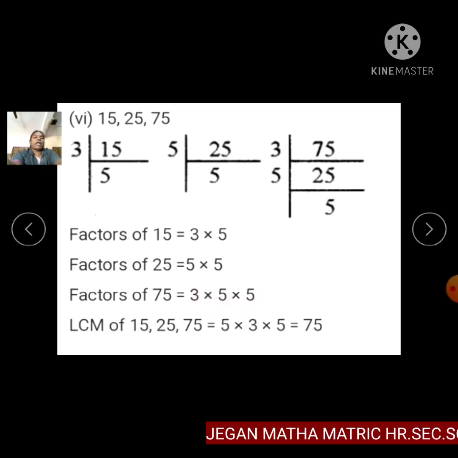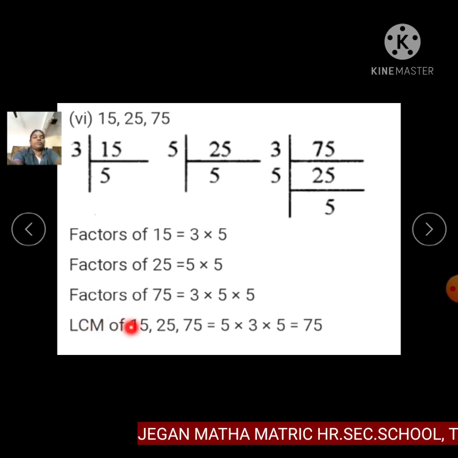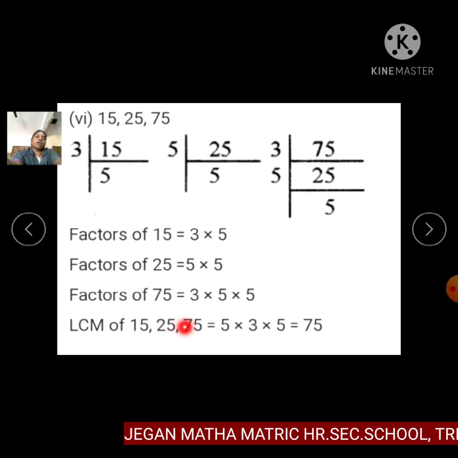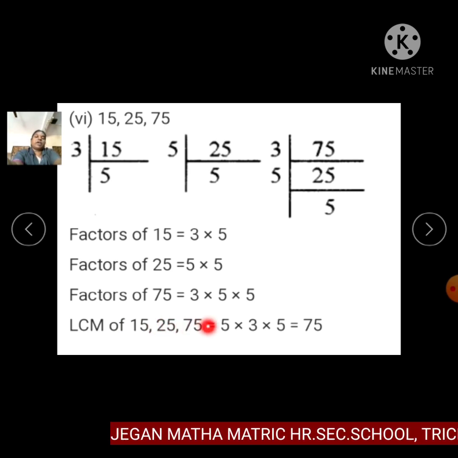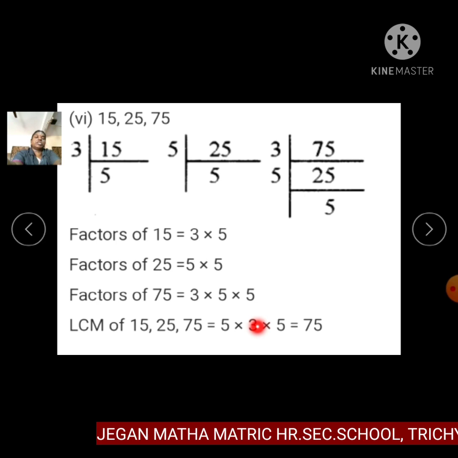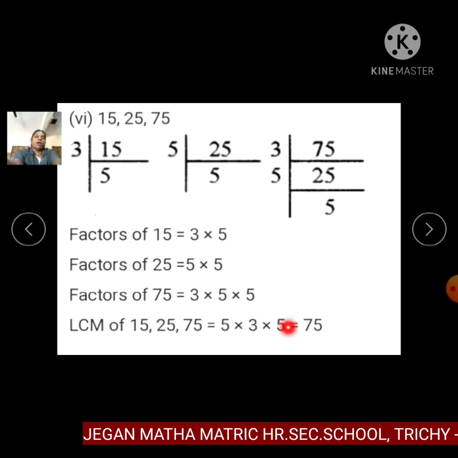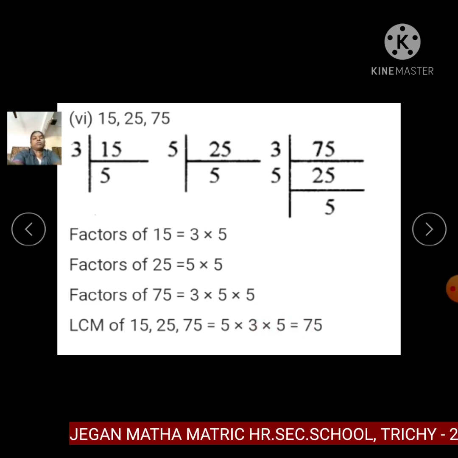The common factor is 5 and the non-common factors are 3 into 5. LCM of 15, 25 and 75 equal to 5 into 3 into 5 equal to 75.